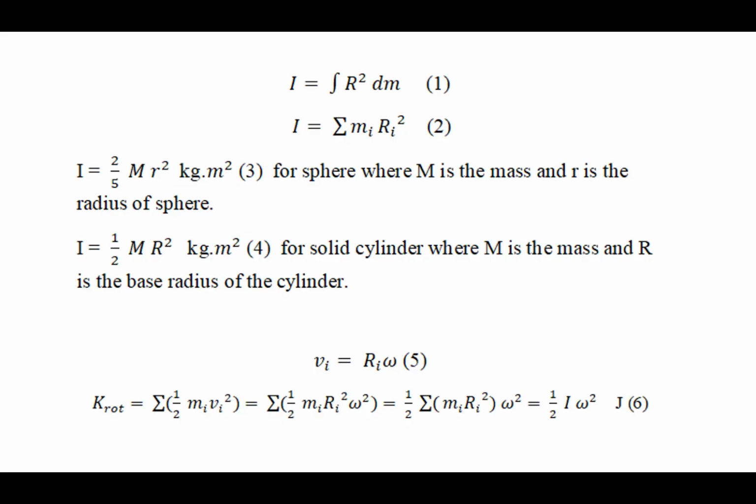In rolling motion, the resistance against the motion is expressed by the moment of inertia, which is symbolized by I, and the results of mathematical calculations of moment of inertia for spheres and cylinders with respect to their center of masses are shown in equations 3 and 4.